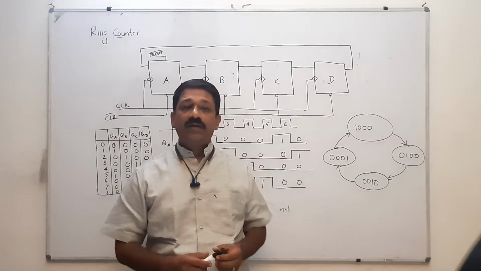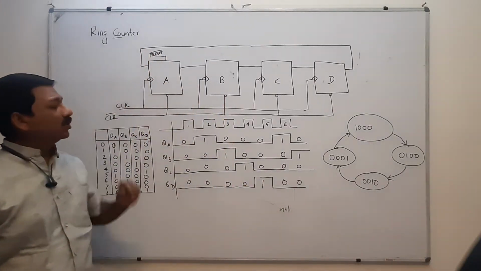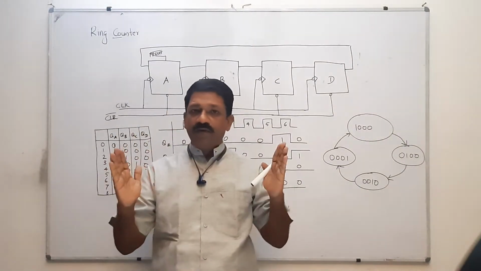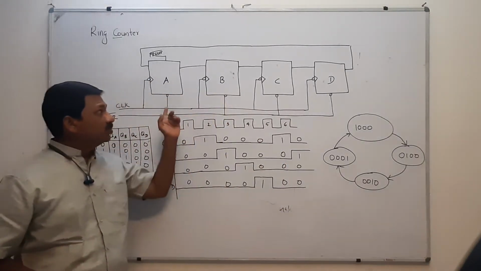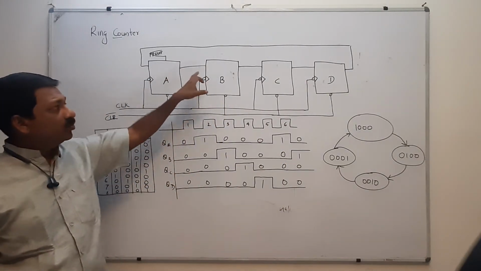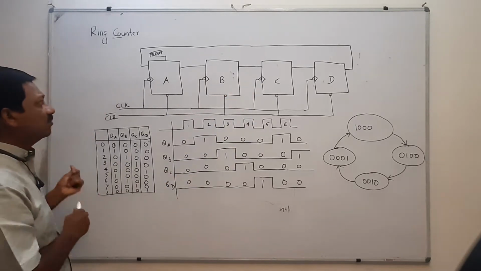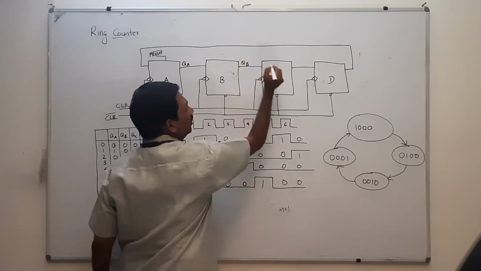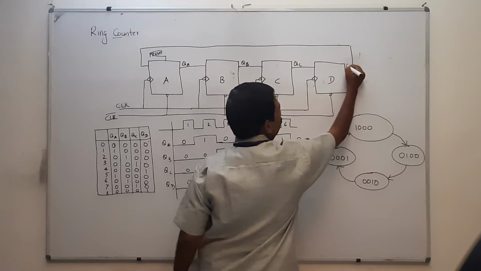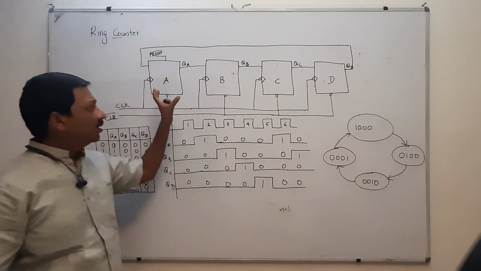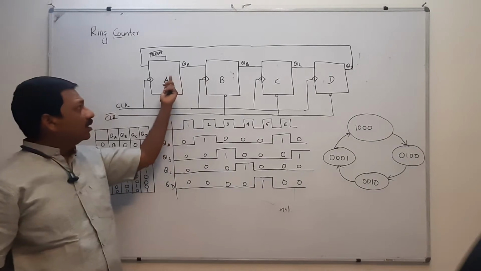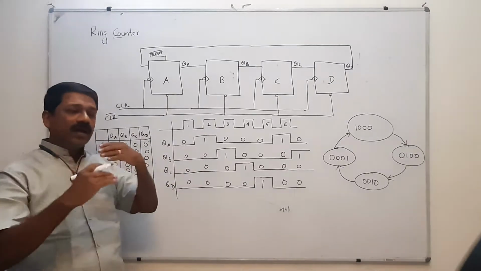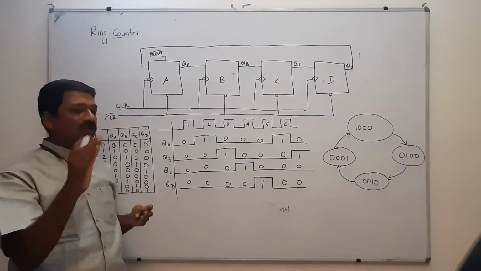Good morning. Today we are going to discuss a ring counter. A ring counter is a counter. A counter means a group of shift registers, and the outputs of these shift registers, for example QA, QB, QC and QD, are the outputs of the four flip-flops, and together they make a bit pattern that keeps on changing, and that is called a counter.